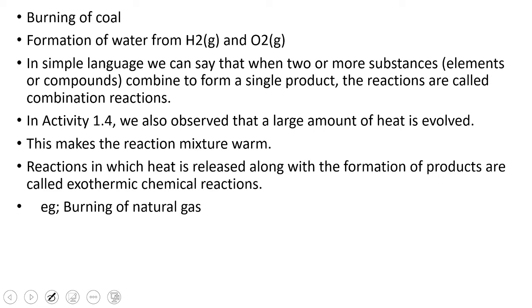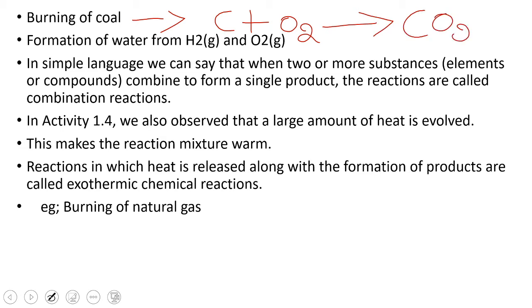Now some more examples. Burning of coal. Here I am writing the equation: C plus O2 gives rise to CO2. Carbon dioxide is a gas, oxygen is a gas, and carbon is solid. These are the physical states of the reactants and products, and it's a balanced equation because there is one carbon and two oxygens on the reactant side, and the same on the product side. Two reactants are combining to give rise to a single product, which is an example of combination reaction.